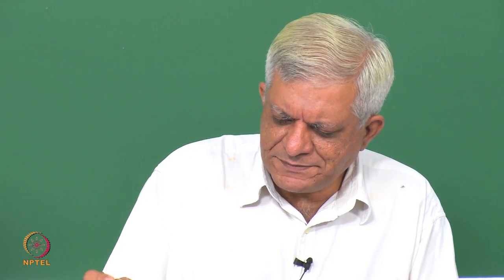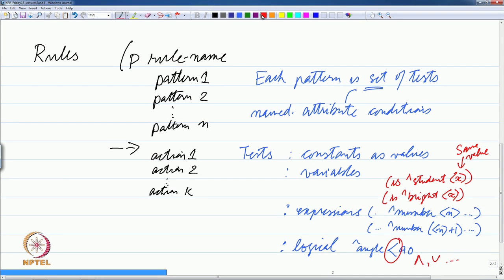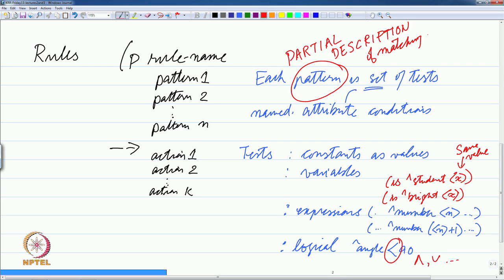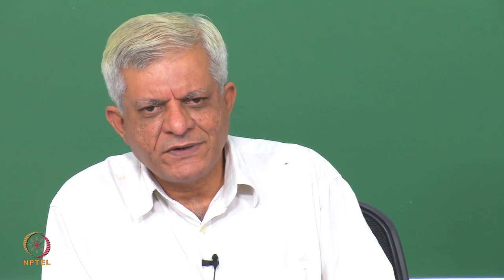So, what are these tests? Each node in the rated network does some such test like this, and then based on the answer to the test, it sends the token down different directions. Okay. Another important thing to observe is that each pattern is a partial description of matching working memory element.